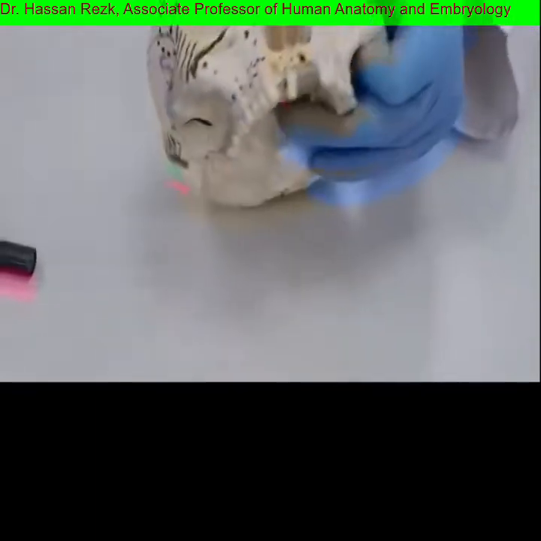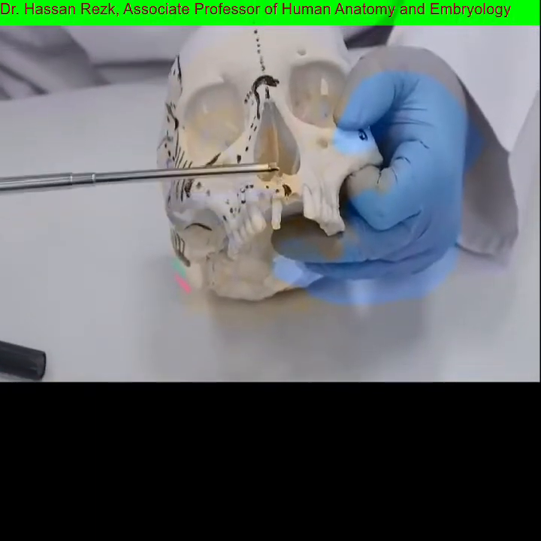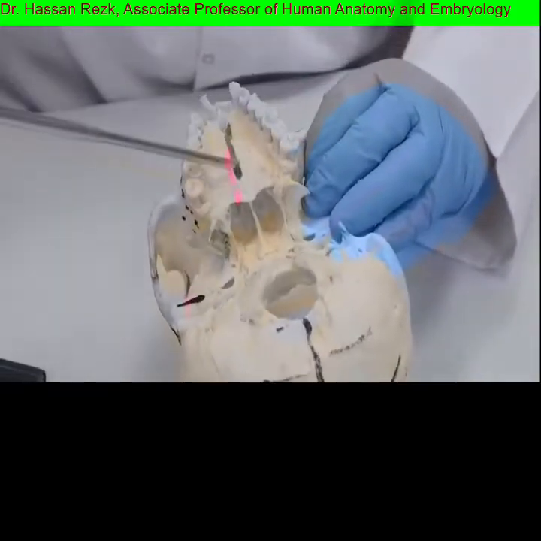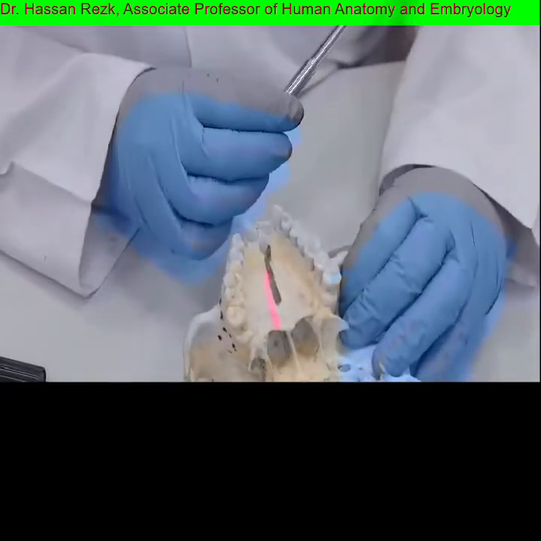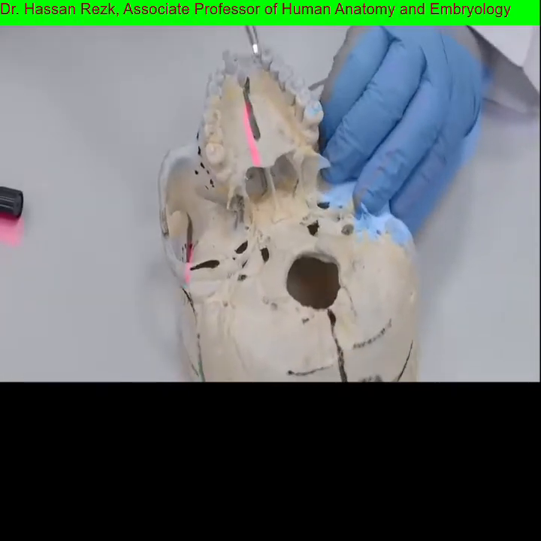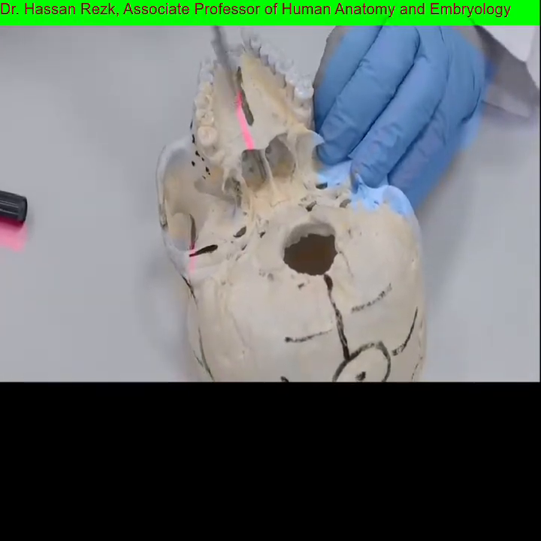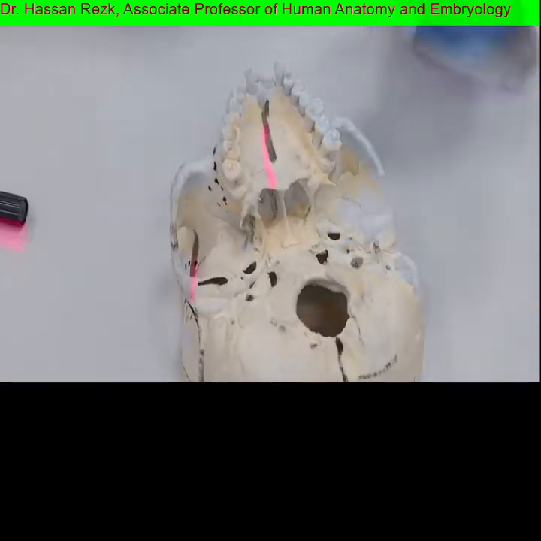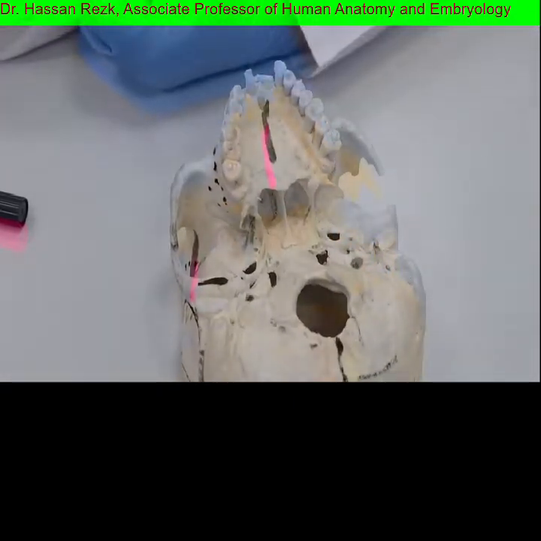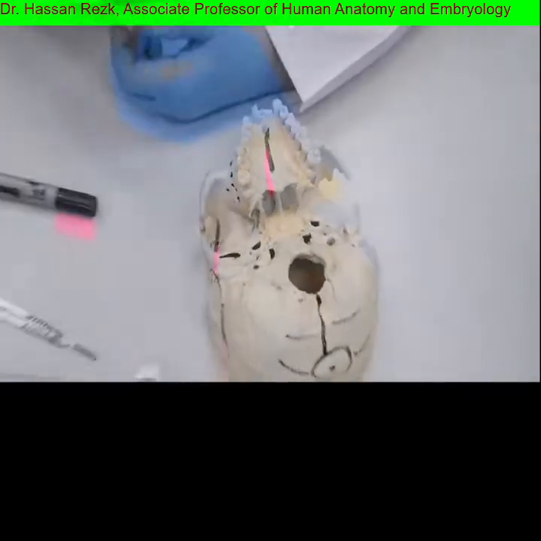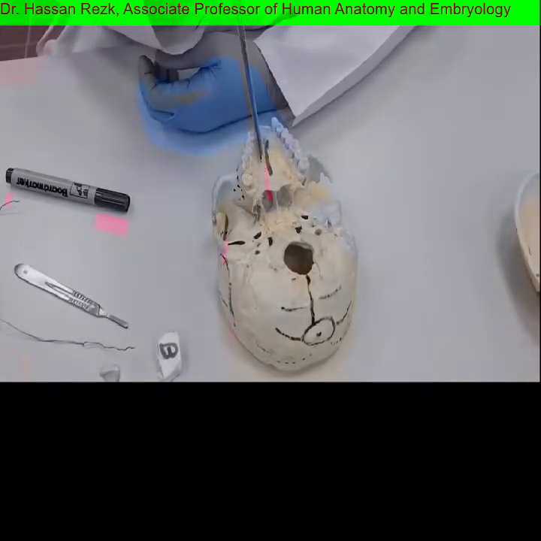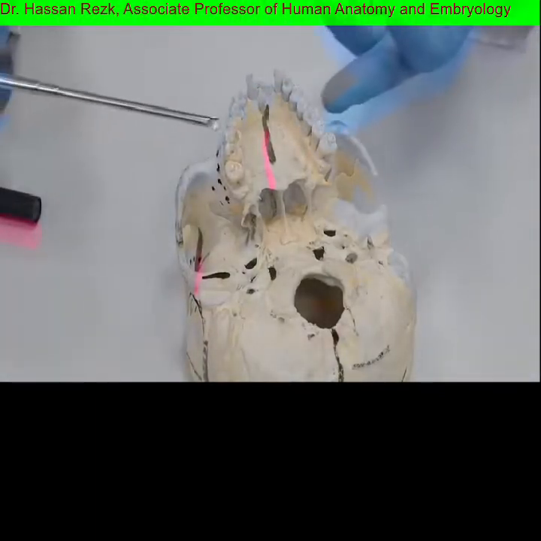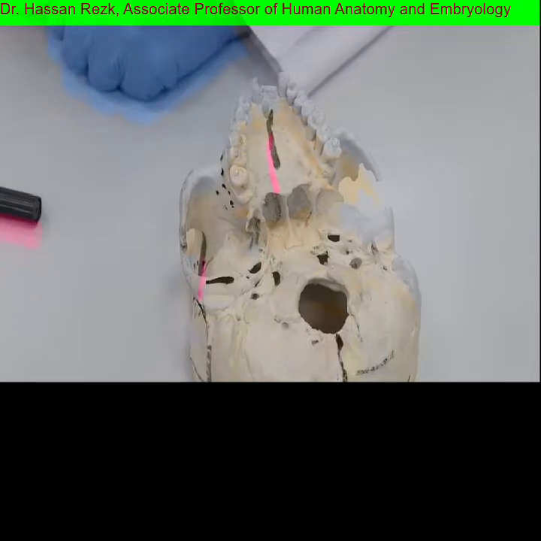This means that we have an intermaxillary suture in the norma frontalis, and it extends also in the norma basalis externa. Its purpose is to separate these two plates, which are known as the palatine processes of the maxilla. Two palatine processes: this is one, and this is another one. These two processes are derived from the two maxillae.